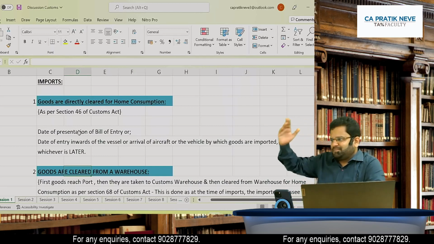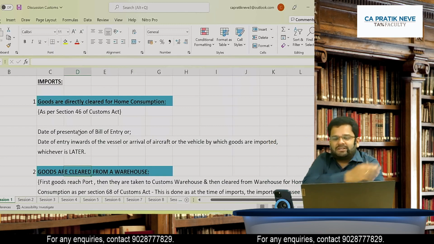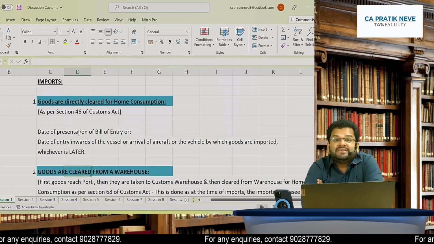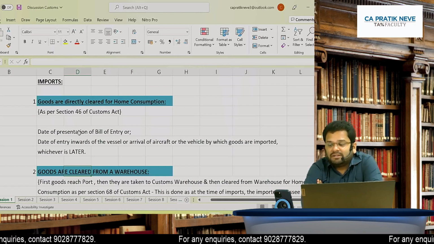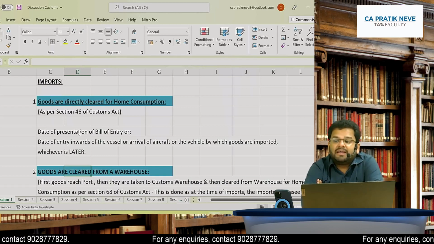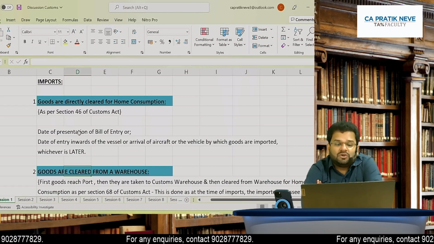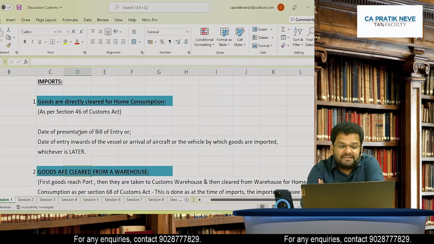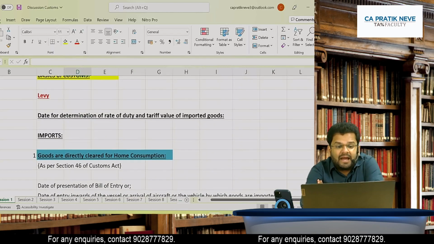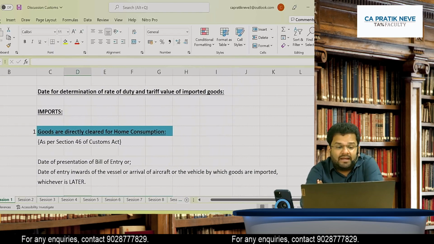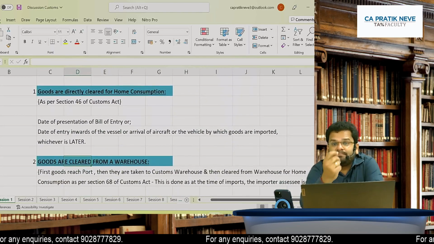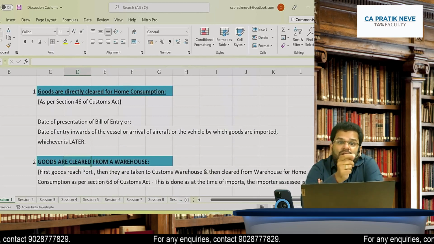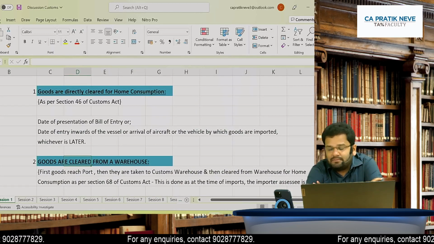First path, they come to the port, from port taken for home consumption directly. Second path, they reach the port, from port taken into the warehouse and then from warehouse taken for home consumption. Agreed? Why are we discussing these two things? As on which date will you take the rate of duty? Means, as on which date will you consider that import has taken place.